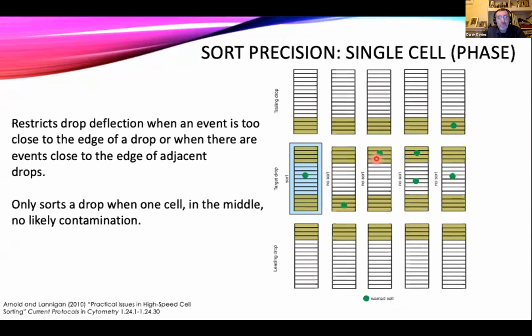Similarly with this one. Here I've got 2 cells in there. They're both cells that I want, but I'm not going to sort that drop because it's not single cell, is it? I'd be sorting 2 cells. Similarly here, although there's 1 cell in the drop, this one is another target cell, but it could potentially end up in my sorted drop. And again, I wouldn't be doing single cell analysis.